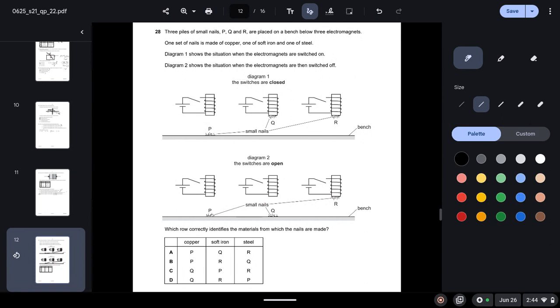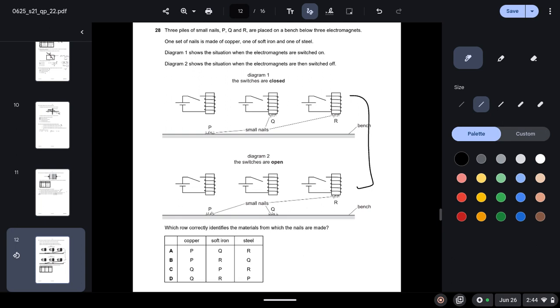Three piles of small nails P, Q and R are placed on a bench below three electromagnets. One set of nails is made of copper, one of soft iron and one of steel. Diagram 1 shows the situation when the electromagnets are switched on. Diagram 2 shows the situation when the electromagnets are then switched off. So we can see that in R, the nails are attracted to the magnet regardless of whether the electromagnets are switched on or off.